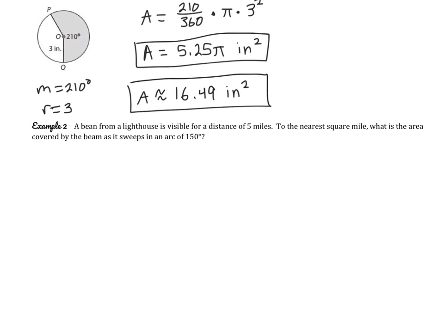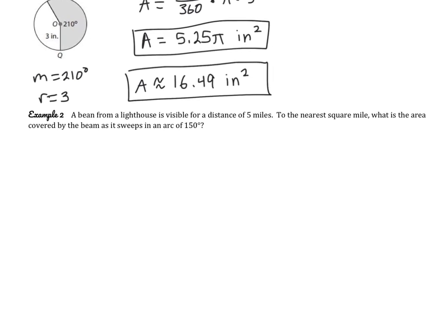Okay, let's look down at example 2. So this one says a beam, like a beam of light, from a lighthouse is visible for a distance of 5 miles. To the nearest square mile, what is the area covered by the beam as it sweeps in an arc of 150 degrees? So let's imagine this.